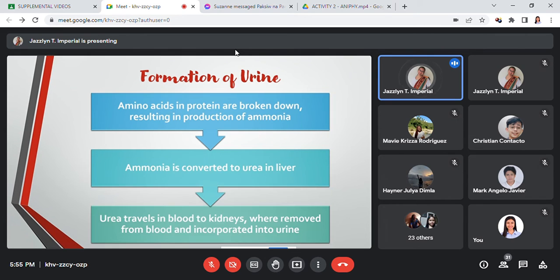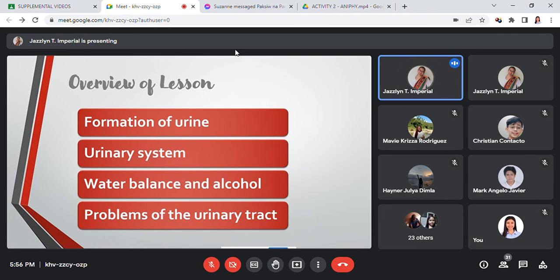So it's converted to urea, and then your urea will travel via the blood to the kidneys, where it is separated from the blood in the process of filtration. So urea will now join the filtrate to be eliminated via excretion. There is reabsorption of water and other valuable substances, and there is secretion of substances from the capillaries directly into the collecting duct. So the toxins and drugs are eliminated also. That is your secretion. So we are done with the first two. Let's now go to water balance and alcohol.